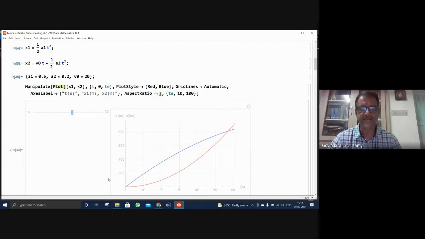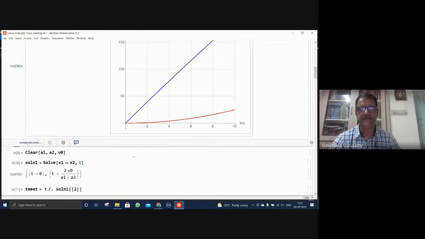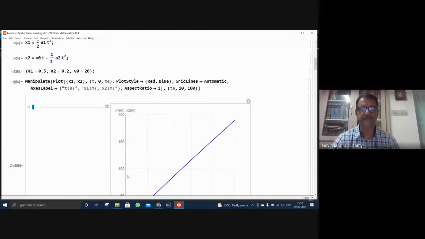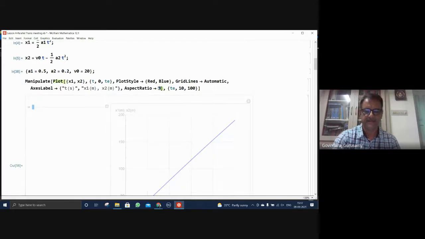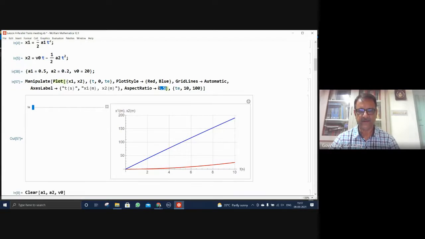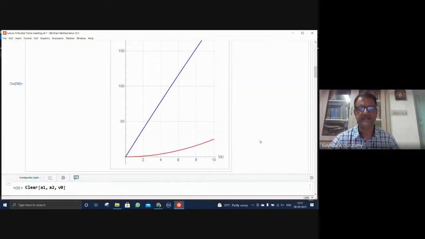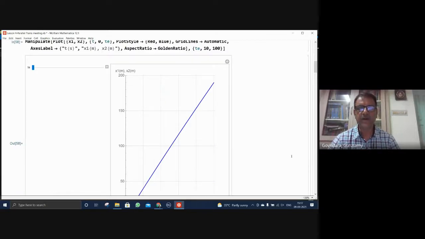Okay. Now, see, I'm going to change the ratio. See what is the effect? If I make it 1, 1, see? This is 1 unit, this is 1 unit. If I make it 0.5, you can see this is much longer, which means half of this. This is twice. Okay. If I use golden ratio, that is what is there by default.